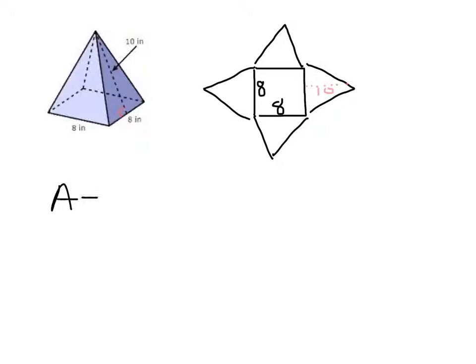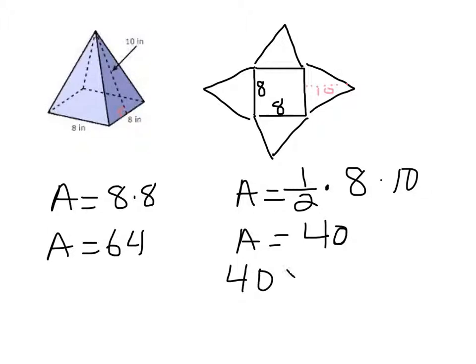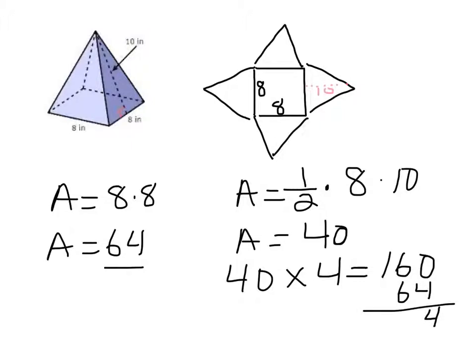Area of my square is going to be 8 times 8, which is 64. And now I'm going to move on to the area of my triangles. 1/2 times 8 times 10, so the area of one triangle is going to be 40. I have 4 triangles, therefore I'm going to multiply 40 times 4, and I get 160. My last step is to add my 64 to my 160, and I get 224 square inches.